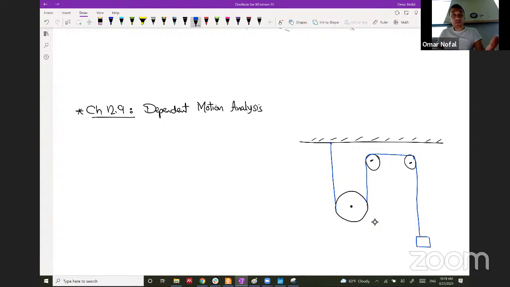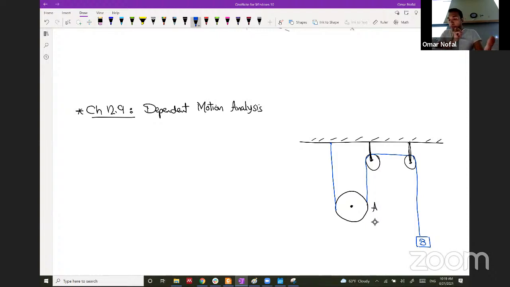So for these problems, you will have this is a pulley. These two pulleys are fixed to the roof here, and this one is moving, and let's call this A, and you have some kind of weight at this location, and let's call it B. And you are given the velocity of one of them, and you will be asked for the other velocities. So let's see how we can tackle these problems.